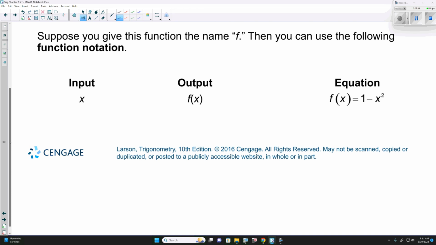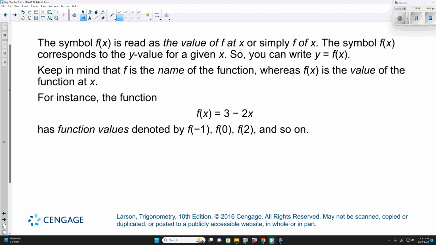x is the independent variable. f of x is the dependent variable. x is what we change. f of x changes depending on what x is. The symbol f of x reads as, well, as I've been saying it constantly, f of x.